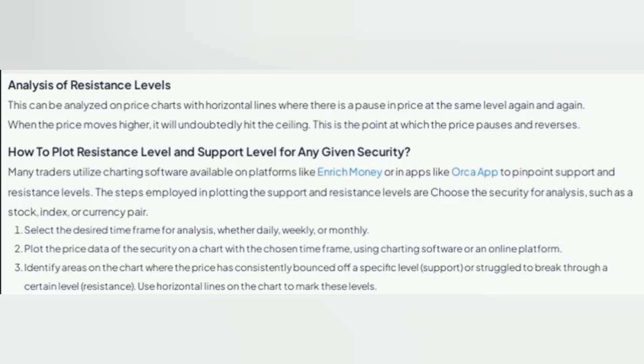Select the desired time frame for analysis, whether daily, weekly, or monthly. Plot the price data of the security on a chart with the chosen time frame, using charting software or an online platform. Identify areas on the chart where the price has consistently bounced off a specific level, support, or struggled to break through a certain level, resistance. Use horizontal lines on the chart to mark these levels.